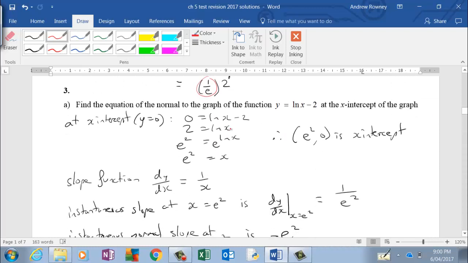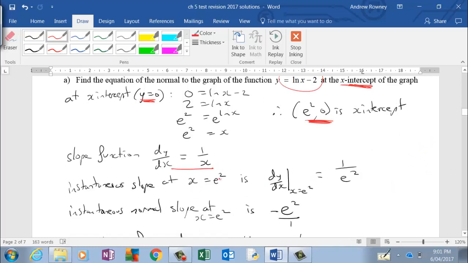Find the equation of the normal to that function. First of all, we need to find the contact point and also the slope. Now the contact point is at the x-intercept, so we put y equals 0, put 0 into there, and solve for x and get e squared, so that is the x-intercept. To find the slope function, we've got to find the derivative of this. Derivative of this one is 1 on x, and now we can work out the instantaneous slope by plugging in the x value, which is e squared, plug that into here, and so the derivative is 1 on e squared. That's the instantaneous slope at that contact point.